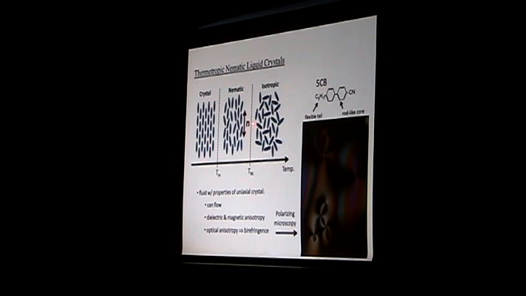And so this phase is a fluid with the properties of a uniaxial crystal, so it can flow like a liquid, but it has anisotropy and it has electric and magnetic properties. And at optical frequencies, this gives rise to birefringence. And so the classical way of looking at these things is with polarizing microscopy. This is just a picture of 5CB under cross-polarizers.